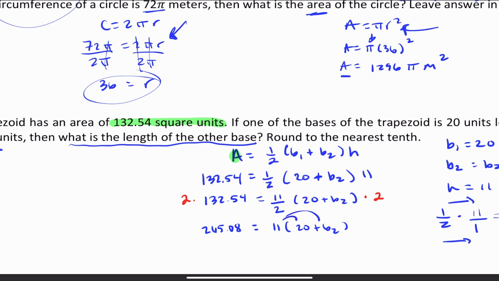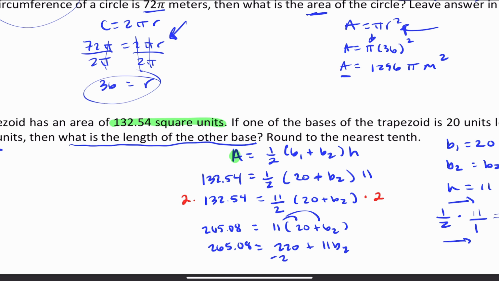All right, so 11 times 20 is 220, okay? So 220 plus 11b squared. Oh, I'm going to do this anyways. It doesn't matter. Sorry, that was just kind of weird. I was choosing one method, then I'm changing my mind. But in reality, it's just going to be the same thing. What I'm doing is just more work now. All right. So 265.08, yeah?